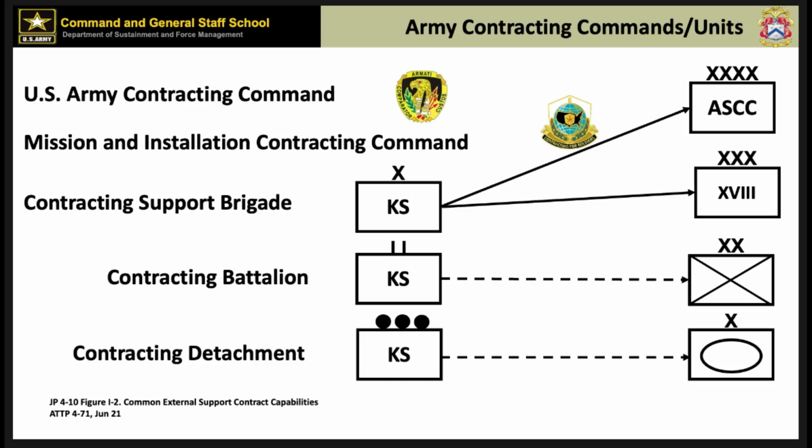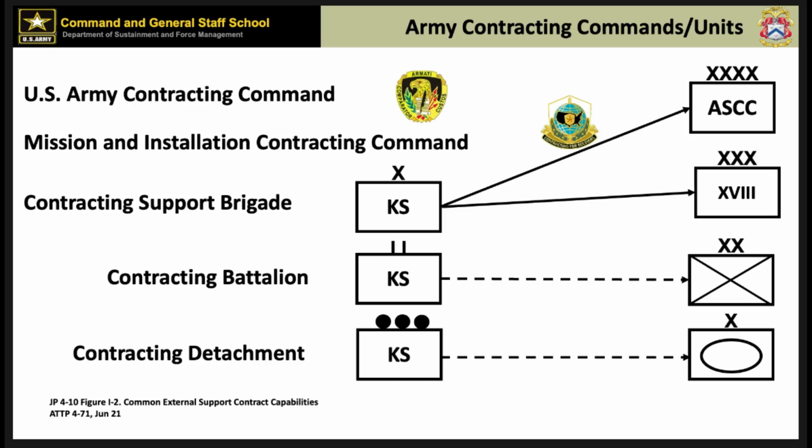CSBs are the Army's primary theater contracting headquarters handling contracts in support of Army forces in combatant commander-directed operations. They oversee contracting battalions and detachments and can support joint and multinational partners when directed. Contracting battalions handle planning and contracting authority in theaters. They operate from regional contracting centers or offices focused on theater contracts.